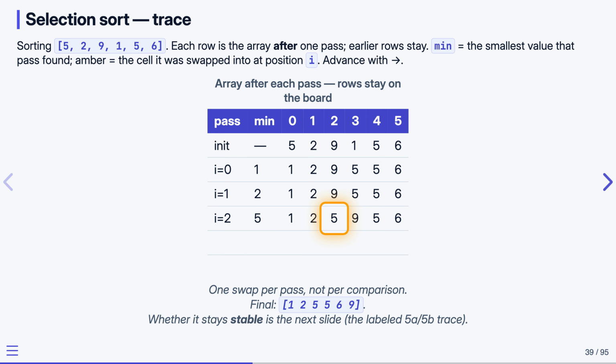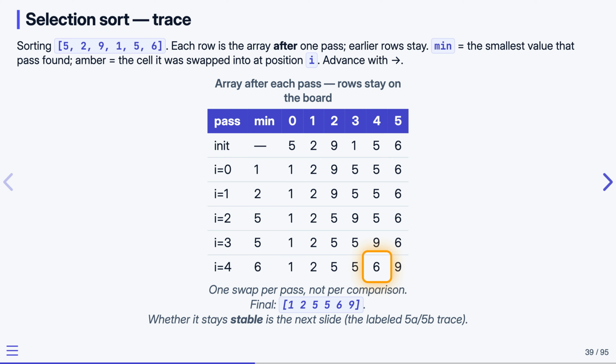Third pass, I equals 2. The smallest of the rest is 5, found at index 3. We swap it into index 2, the amber cell. Index 2 now holds 5. Fourth pass, I equals 3. The smallest of the rest is the other 5 at index 4. We swap it into index 3, the amber cell.